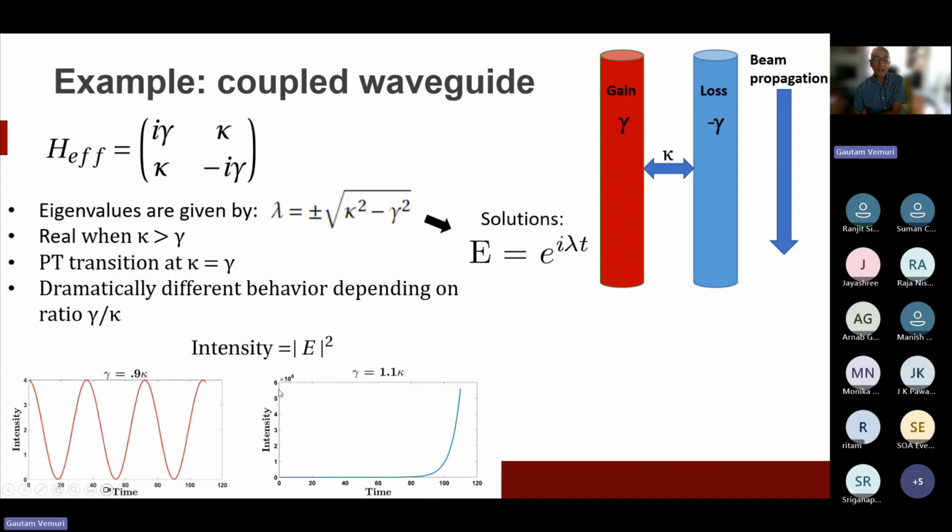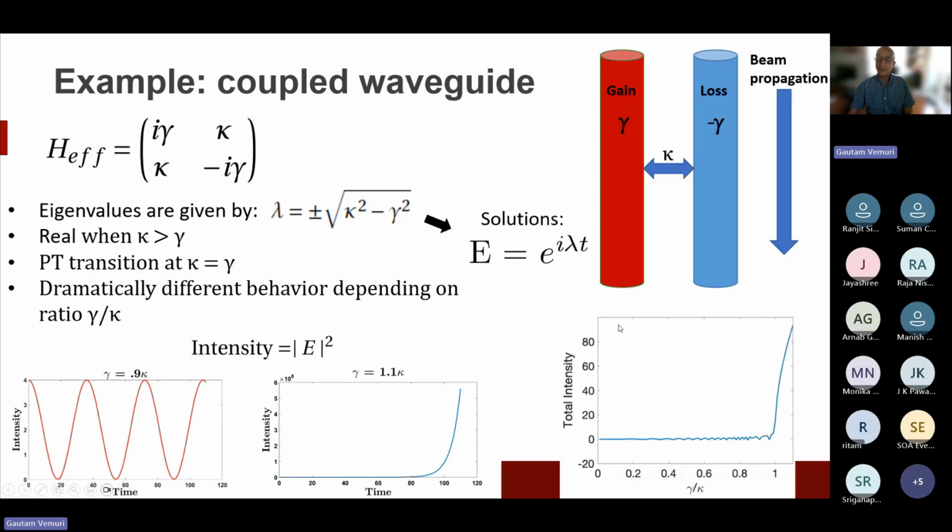But now if I go to the regime where the eigenvalues are complex, you can see that the intensity as a function of time just blows up exponentially. I don't know if you can see this exponent here. This is 10 to the power 8. Okay, so as you cross over from real to complex eigenvalues, you get this very sudden change in the behavior of the system, which we have tried to capture here.